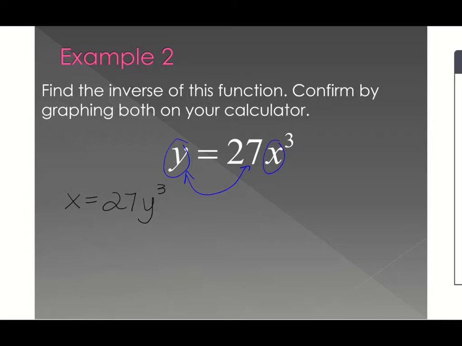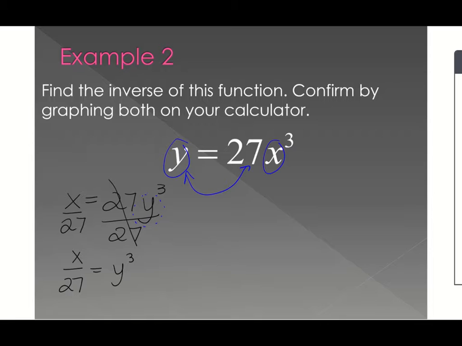cubed. Now I need to solve for y. So right now I have 27 times y cubed. So if I want to move over 27, I have to do the inverse, which is dividing by 27. So now I have x divided by 27 equals y cubed.